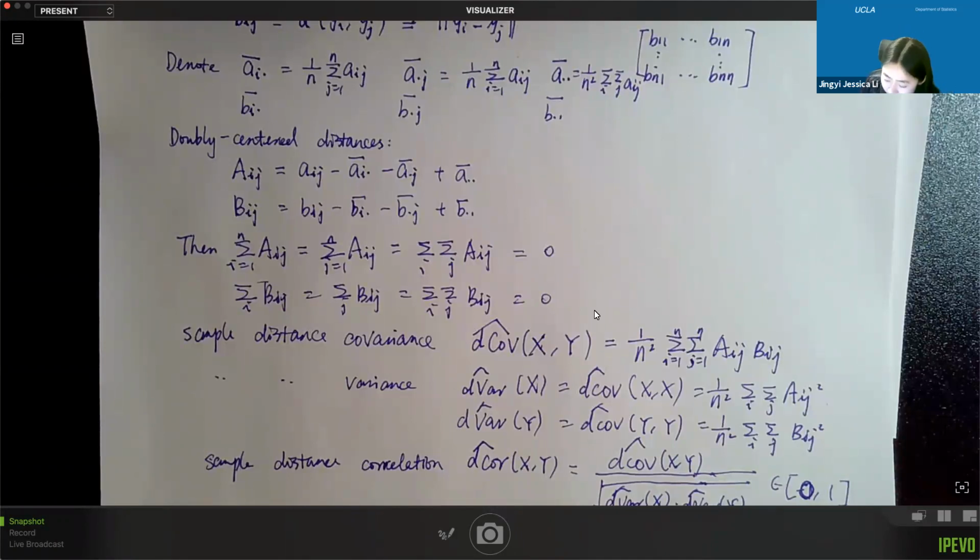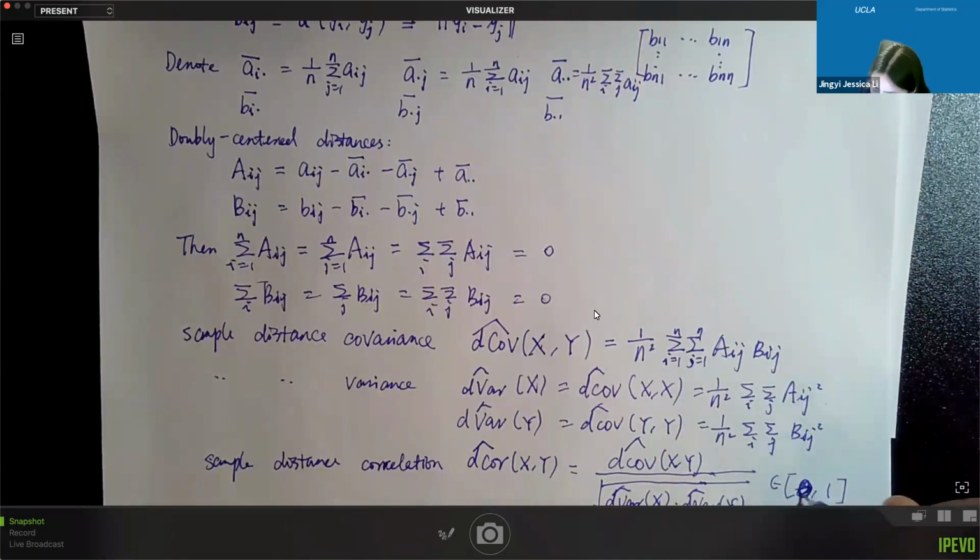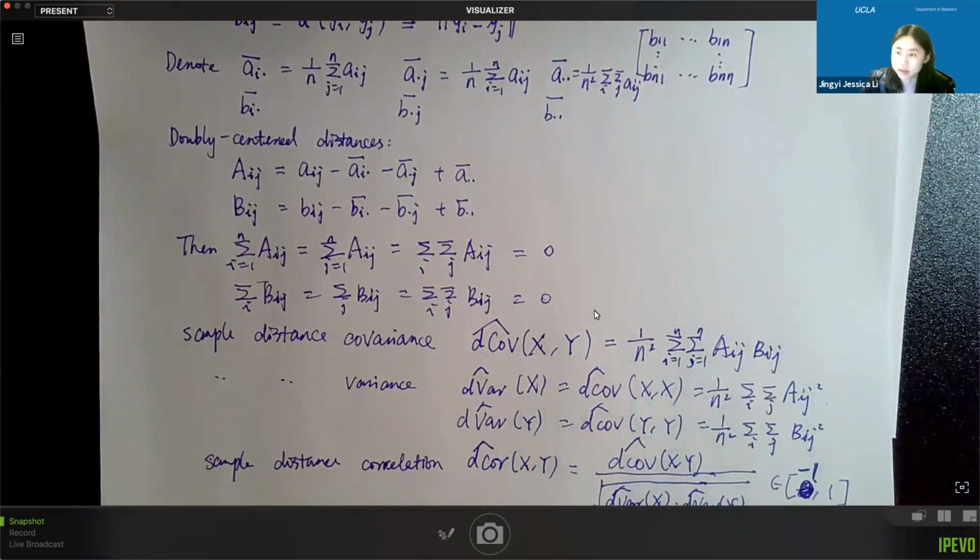Oh, actually, my bad. No, I think it's right. It could be negative. I was confused myself. Because aij and bij could be negative by the double centering definition. They are no longer distances. They are no longer original distances.